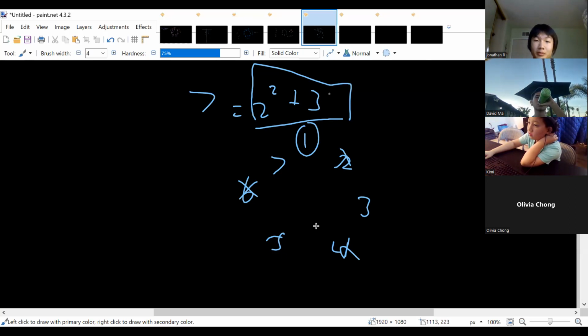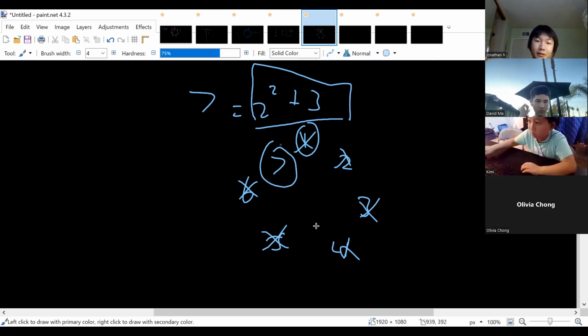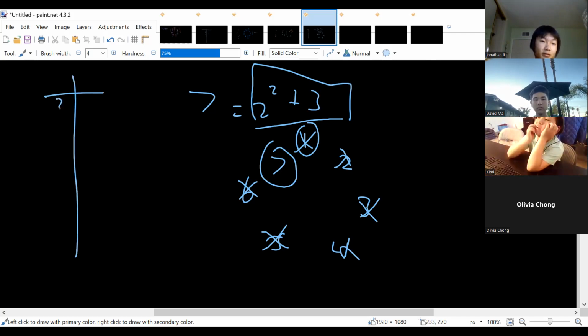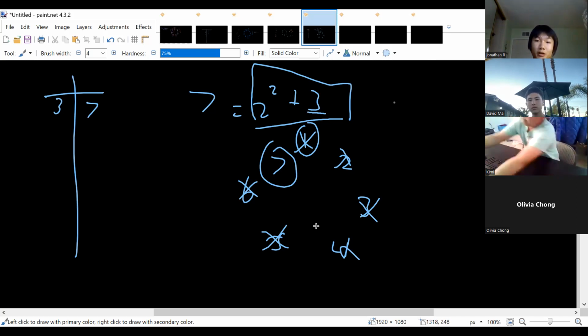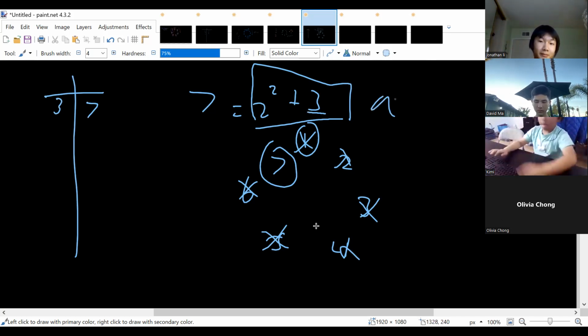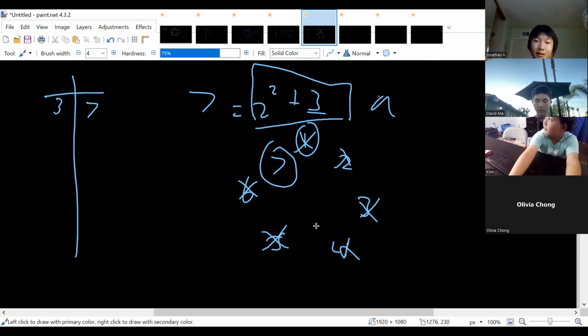So we have 2 squared plus 3, right? So we're writing it as a power of 2 plus something. So if we start on 1 here, we find that the winner is 7, right? So we'll make another chart here. So we have 3 and 7, right? So this is the remainder. We'll call this something else.